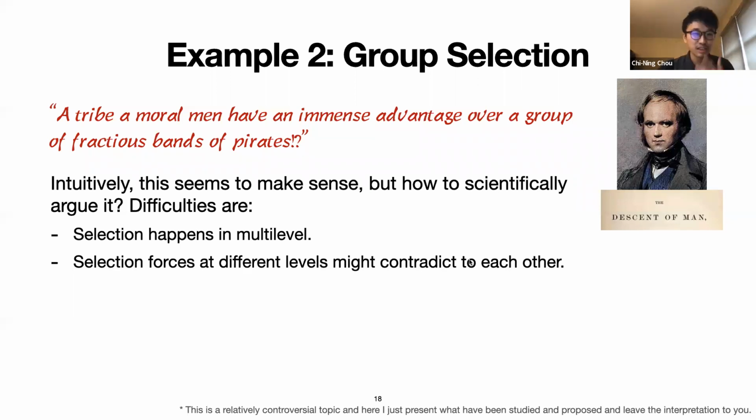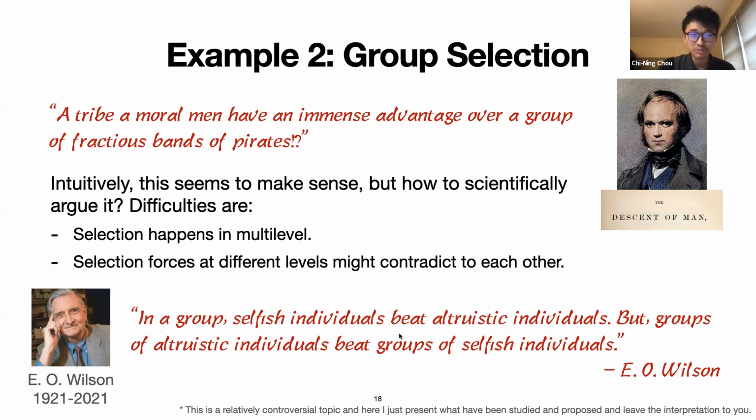Which makes the analysis extremely difficult if you want to really prove it in the biological sense. Especially when you talk about humans, this can be even more complicated, because humans do lots of even more complicated stuff. There's this famous quote by E.O. Wilson, a great evolutionary biologist who passed away a few weeks ago. He says, in a group, selfish individuals will beat altruistic individuals, but a group of altruistic individuals beats a group of selfish individuals. You can see there are multiple forces interacting with each other, so it is less clear how to have a clean understanding, but natural selection still provides us a way to look at it.